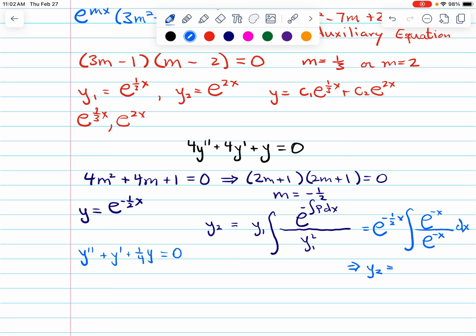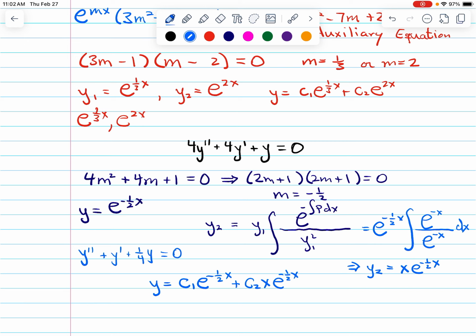So here's what I get. I get x e to the negative 1/2 x. So here's my solution there, and combining the two solutions, I've got c1 e to the negative 1/2 x plus c2 x e to the negative 1/2 x. And there you have it.